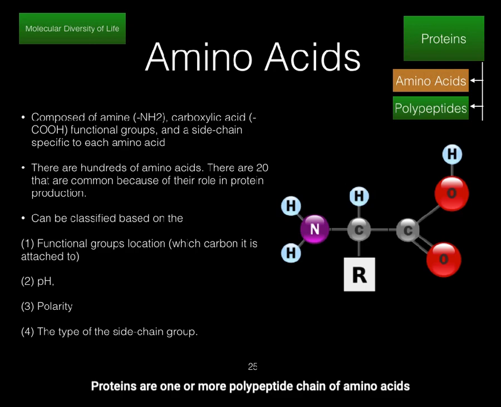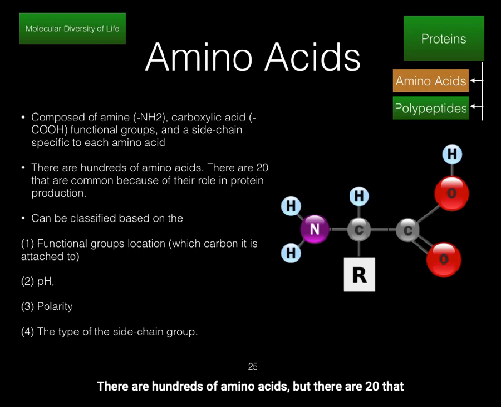Proteins are one or more polypeptide chains of amino acids. Proteins are folded and coiled into a 3D shape, and this 3D shape determines the protein's function. So what are these amino acids? Amino acids are composed of an amine group, a carboxylic acid group, and a side chain specific to each amino acid.